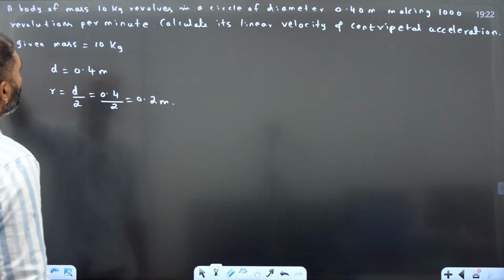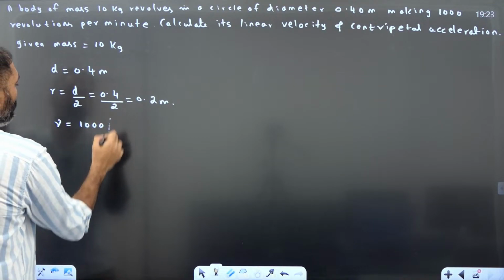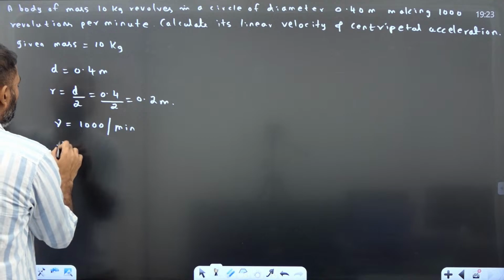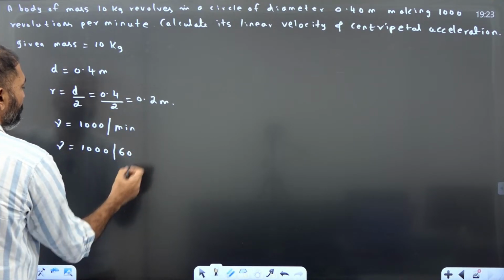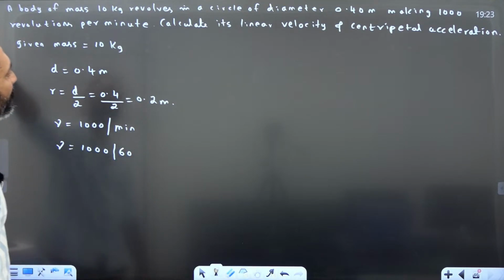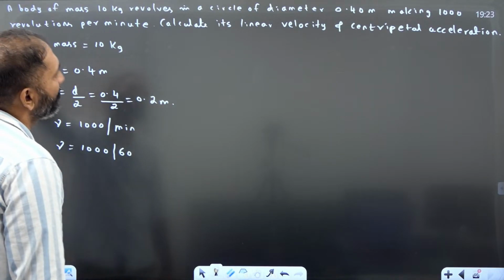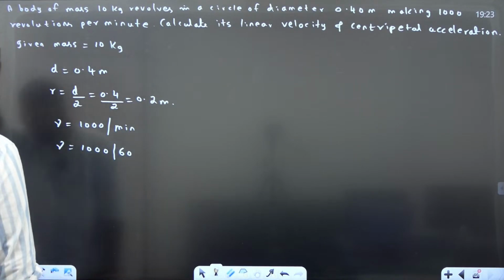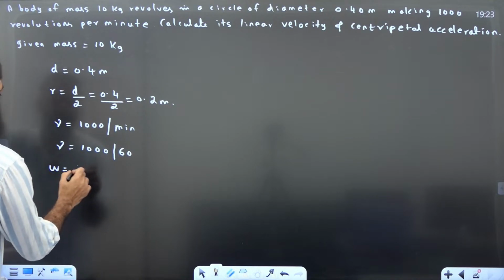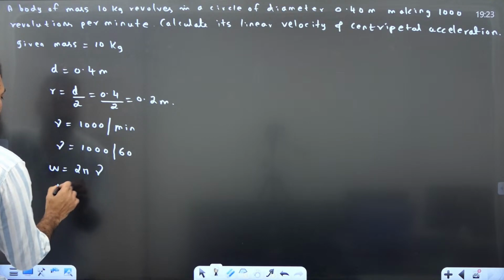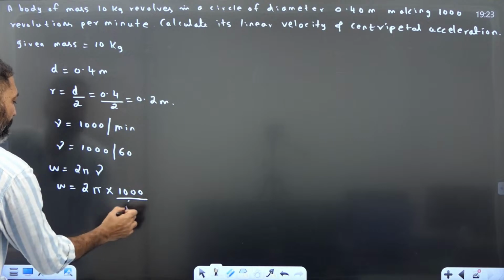Making 1000 revolutions per minute. Frequency nu is equal to 1000 by 60, since per minute has to be converted to per second. Frequency is given, but we should know omega. What is the equation for omega? 2 pi nu. So omega is equal to 2 pi nu. Instead of nu, I should write 1000 by 60.